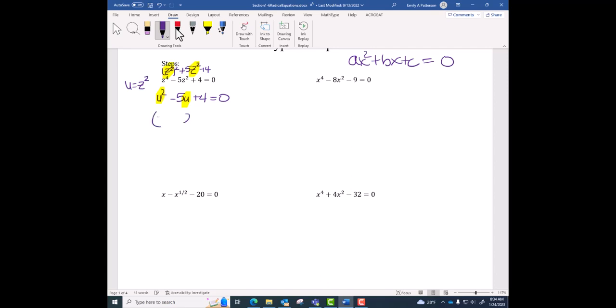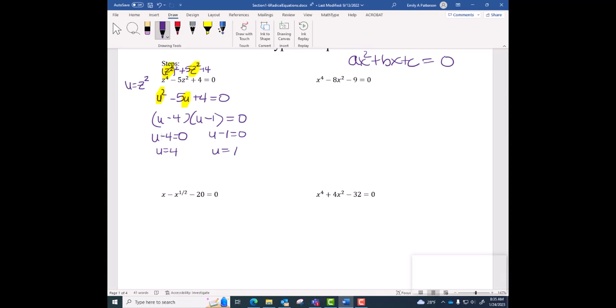So I can do u minus 4 and u minus 1 is equal to 0. And remember, when we solve by factoring, we set each factor equal to 0. And so u is equal to 4 here. And I set this factor, u minus 1, equal to 0, so that means u is 1 here. Now normally when we solve quadratics, I'm done. But remember, we're looking for z.